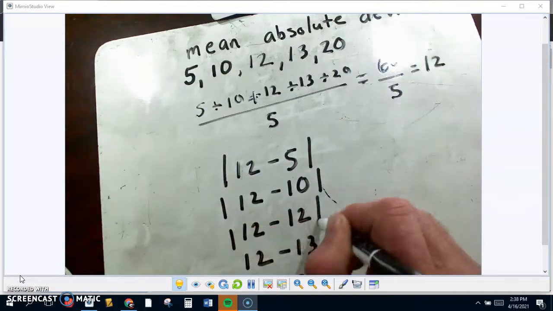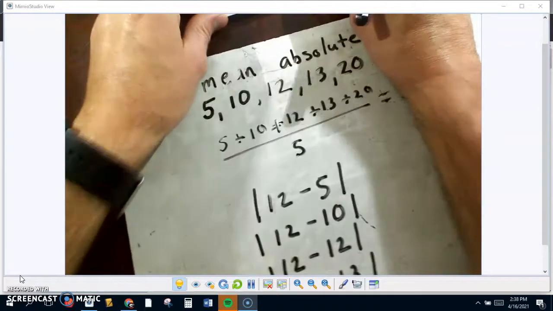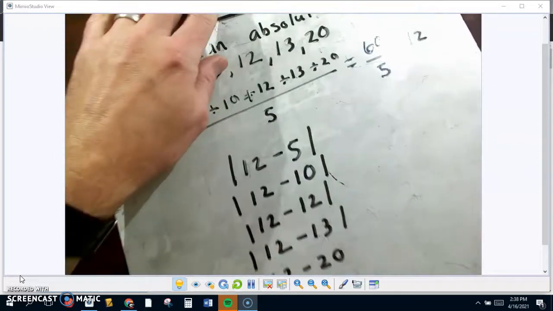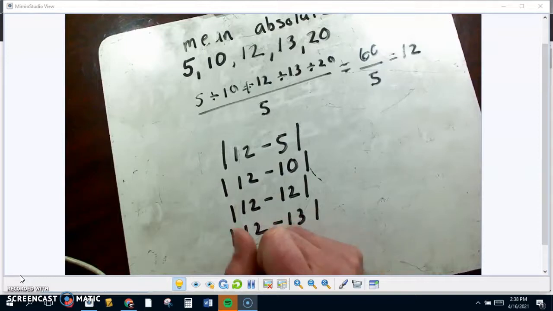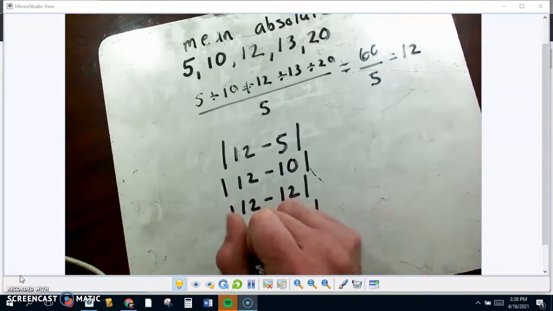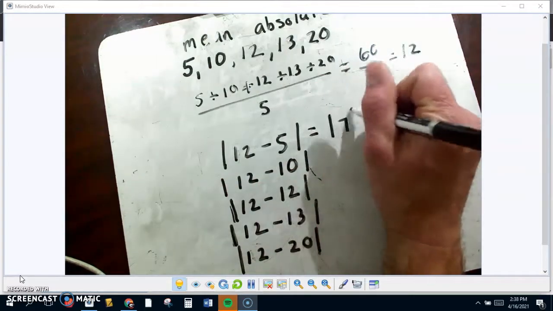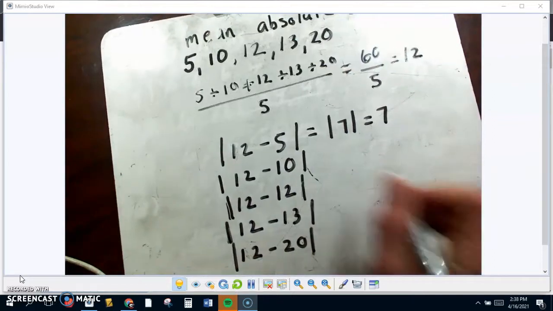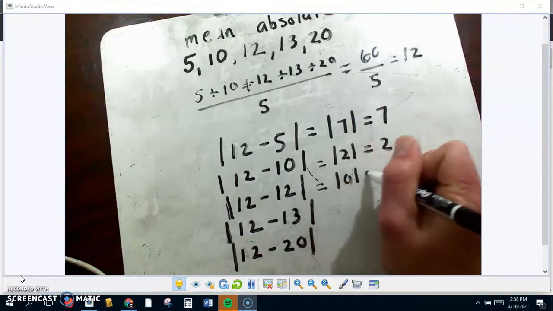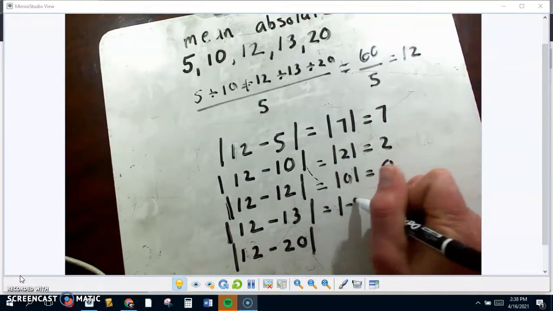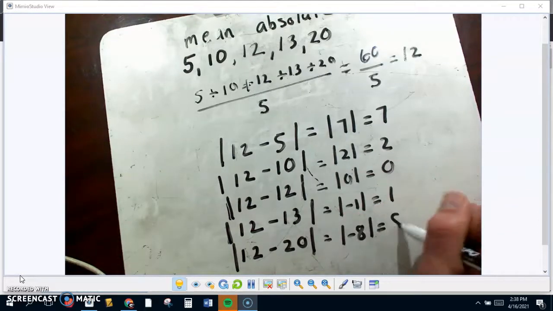You don't have to write absolute value bars like this. What you could do simply is just make all the results positive. That might be better, because doing these absolute value bars can be kind of cumbersome. But this is going to be the absolute value of 7, which is 7. This is the absolute value of 2, which is 2. The absolute value of 0, which is 0. The absolute value of -1, which is regular 1. And the absolute value of -8, which is 8.